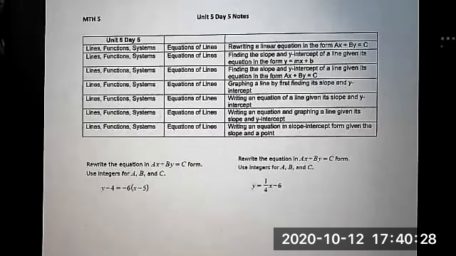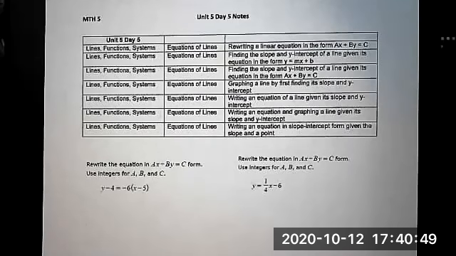There are a couple equations that you kind of should know when you're dealing with this: slope intercept is one, point slope is another, standard form is another. So we'll get into that. All right, so the first question says rewrite the equation in ax plus by equals c form.